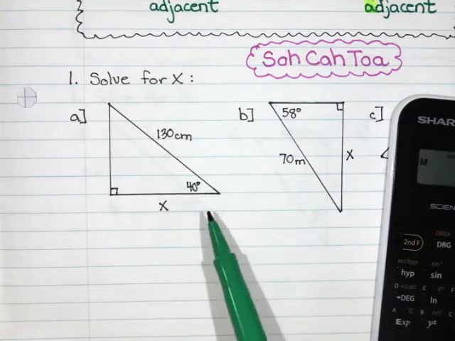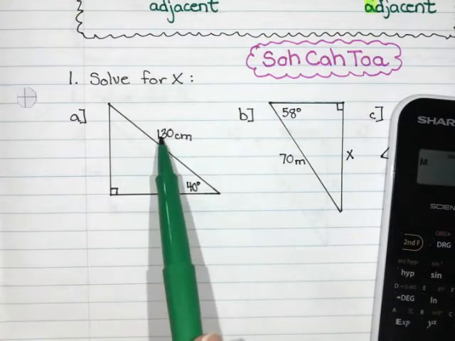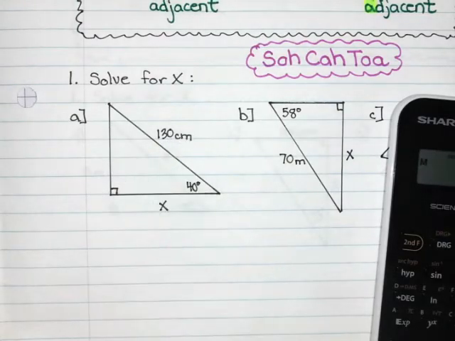So from here, I'm not going to use Pythagorean theorem because I only know one side, right? If I want to use Pythagorean theorem, I need to know at least two sides. So I'm going to try using sine, cos, and tan ratios. So the first thing you should do is label.